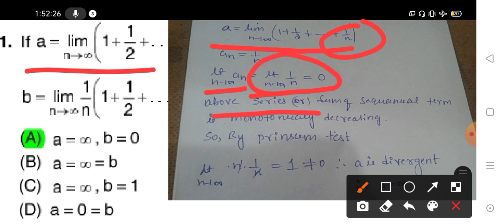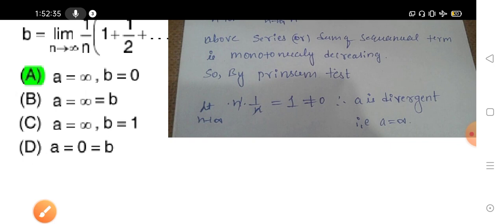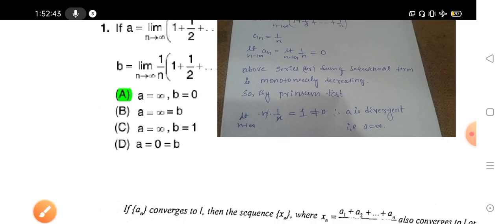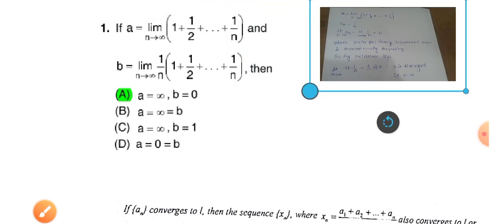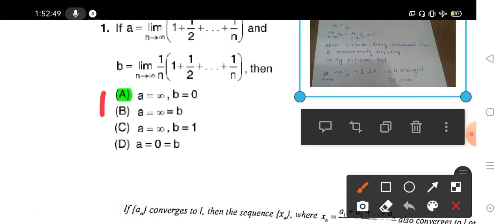Above series, the sequence term is monotonically decreasing. So by the integral test, limit n tending to infinity of n into 1 upon n equals 1, not equal to 0, so it is divergent, that is A equals infinity. This is for A, the divergence. A is the divergence in option 3 given, so D is wrong. Now check for B.